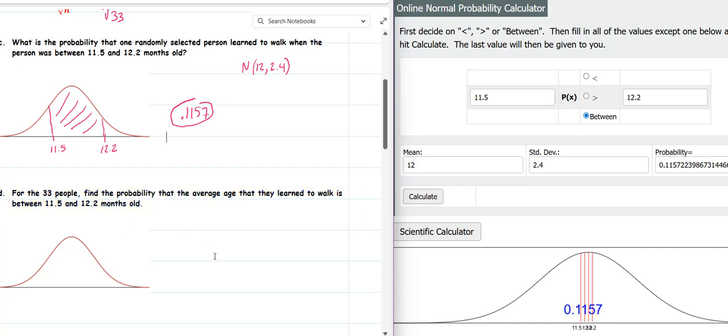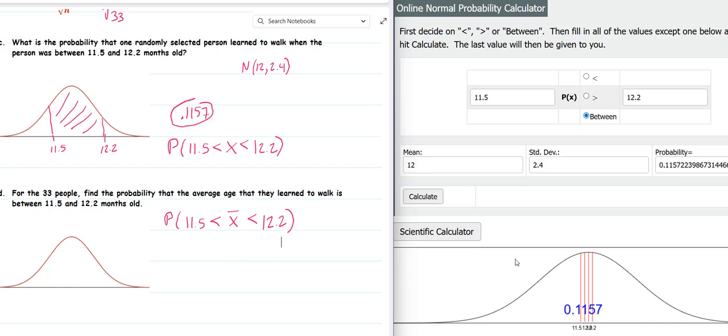For the 33 people, find the probability that the average age they learn to walk is between 11.5 and 12.2 months old. So this is a question about the sample means. So what we computed above is the probability that X is between 11.5 and 12.2. Now we want the probability that X bar is between those same two numbers, because we're talking about an average.